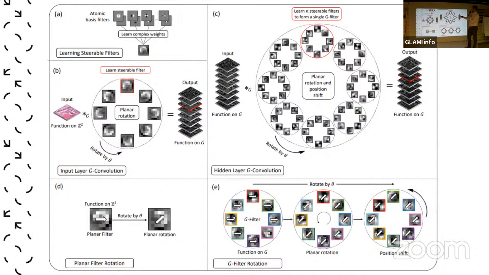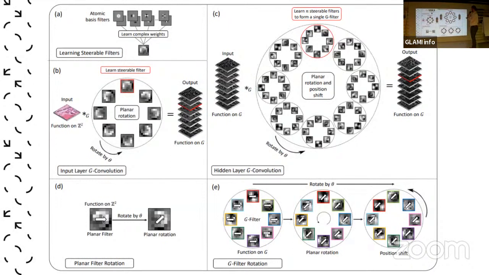Then you get the input layer. So you learn the weights in the linear combination of convolutions of these atomic filters. And so that's the image labeled as B. You get as many outputs as you have steerable filters. So you choose, for example, 10 steerable filters. You learn 10 sets of weights for each atomic filter. So you get the column, and I mentioned that this can be considered a function on this group, right?